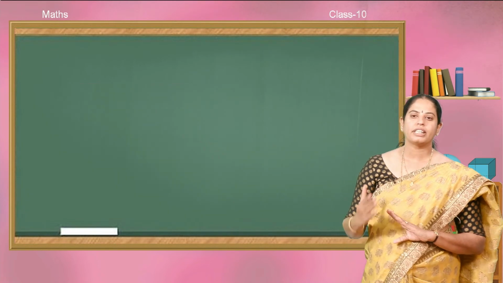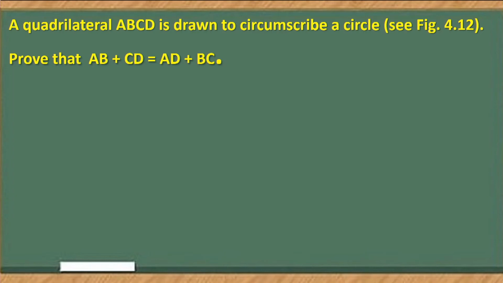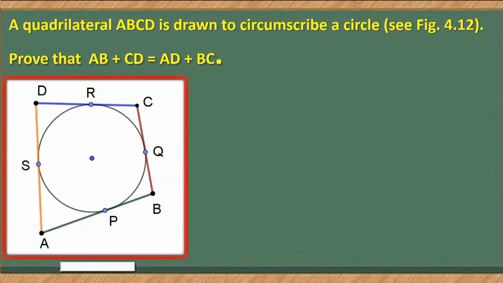Children, the next problem is: a quadrilateral ABCD is drawn to circumscribe a circle. Circumscribe a circle means we are drawing a circle inside a quadrilateral ABCD. We have to prove that AB plus CD equals AD plus BC. That means the sum of the opposite sides of the quadrilateral, AB side plus CD side, are equal; we have to prove that.